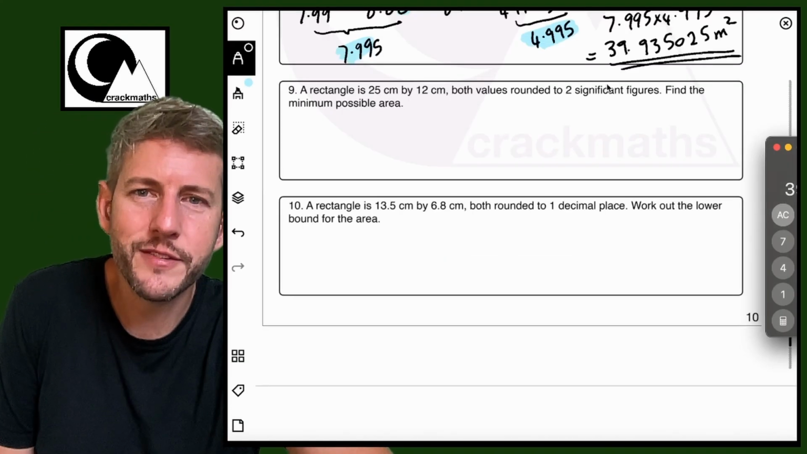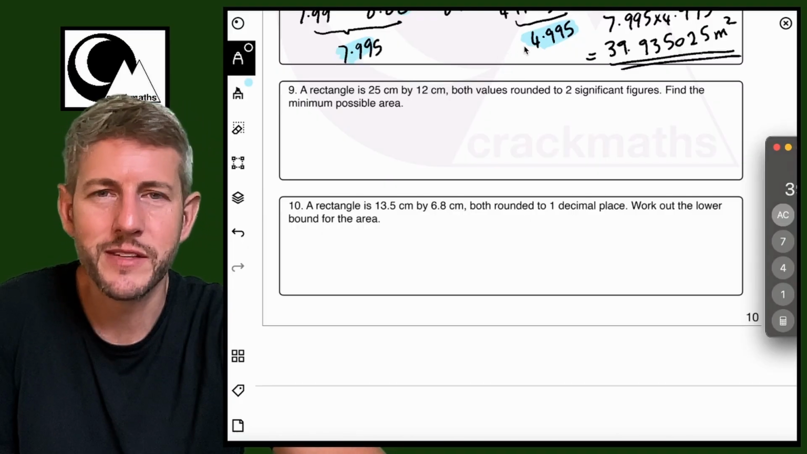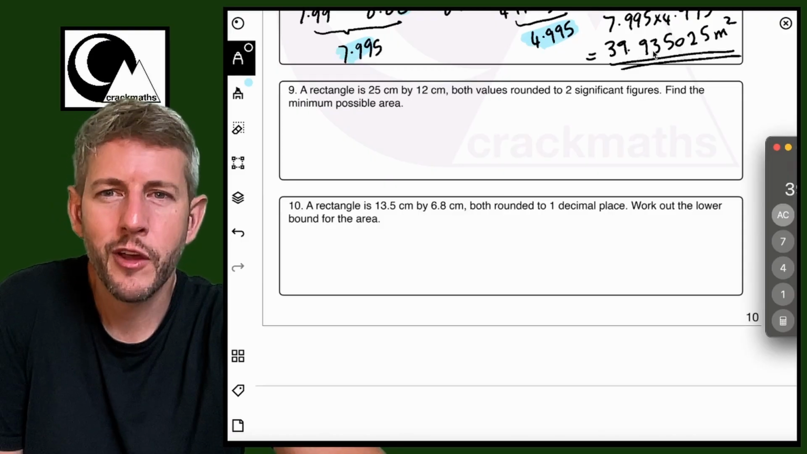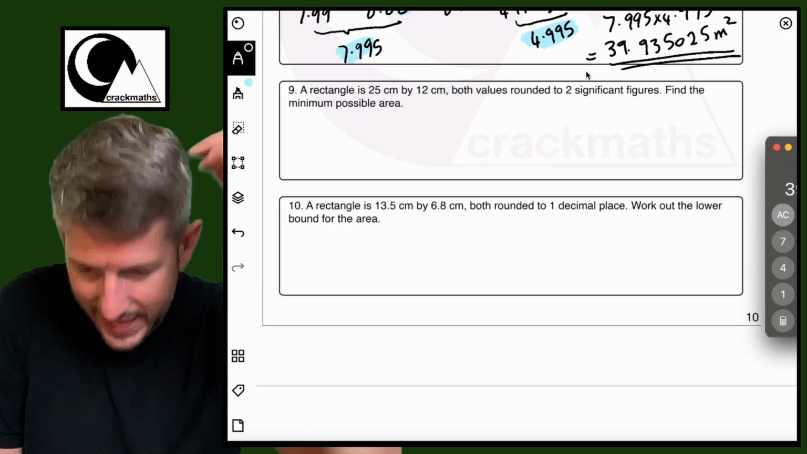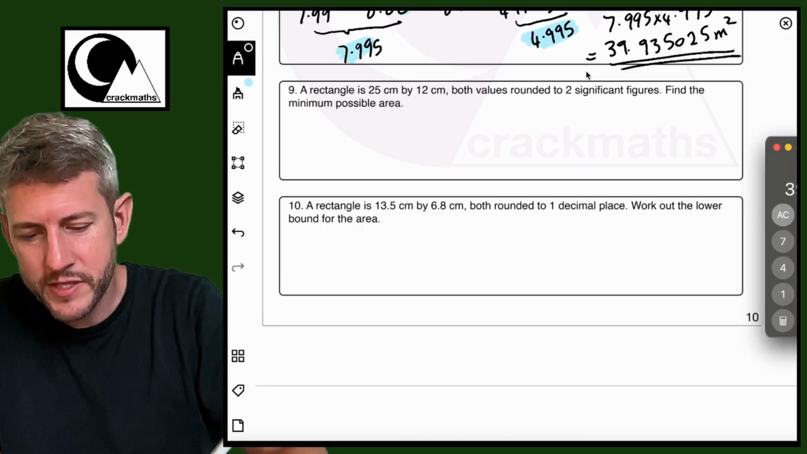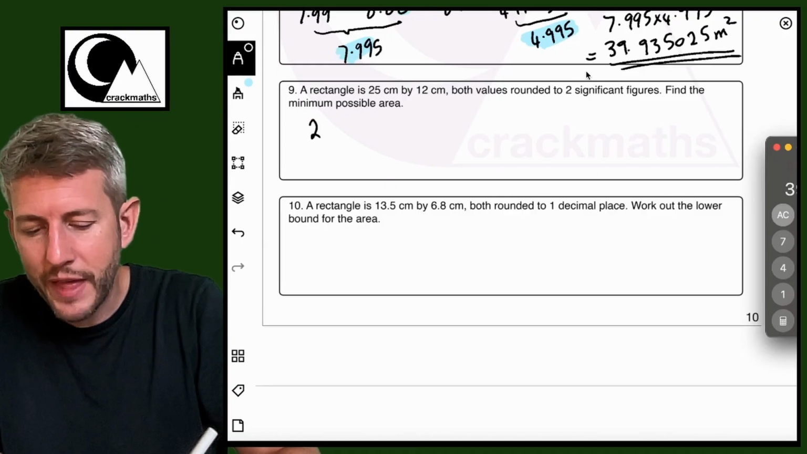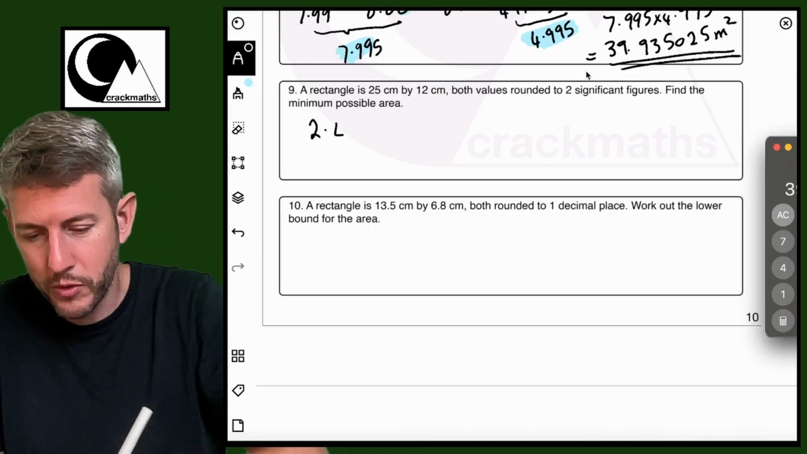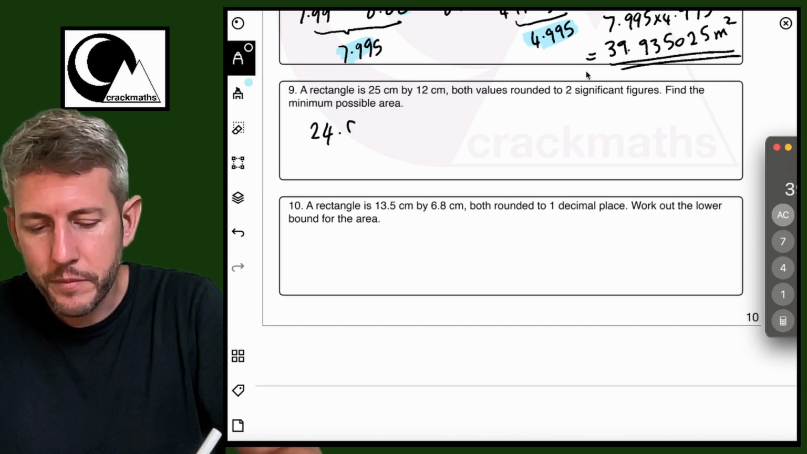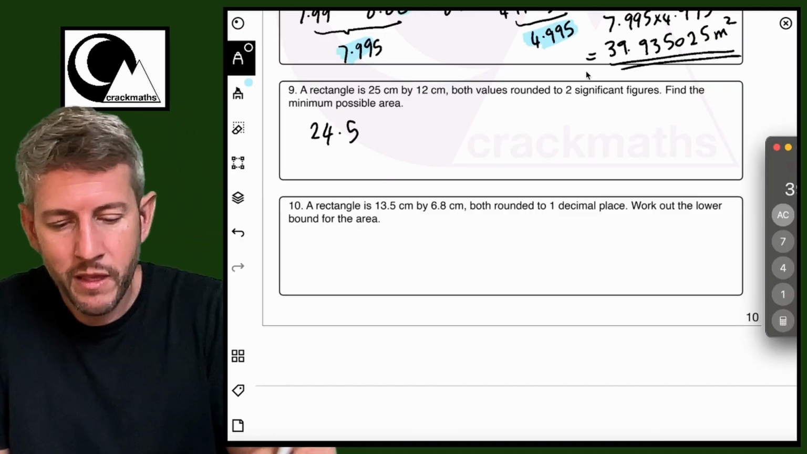So question 9 says a rectangle is 25 centimetres by 12 centimetres. Both values rounded to two significant figures. Find the minimum possible area. Okay, so minimum, so 25, it would have gone to 24 if it rounded down. So the lower bound for that is 2.45. It's not 2.45. It's 24.5. So that's the lowest value that would round to 25 to two significant figures.